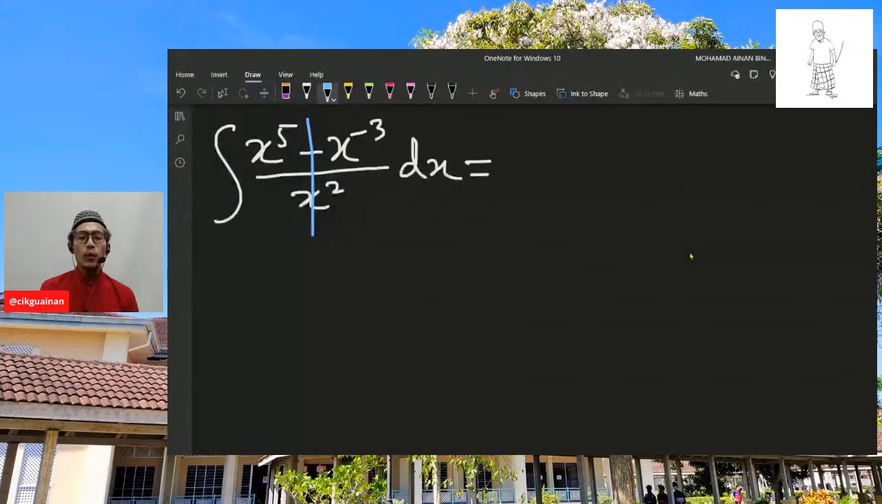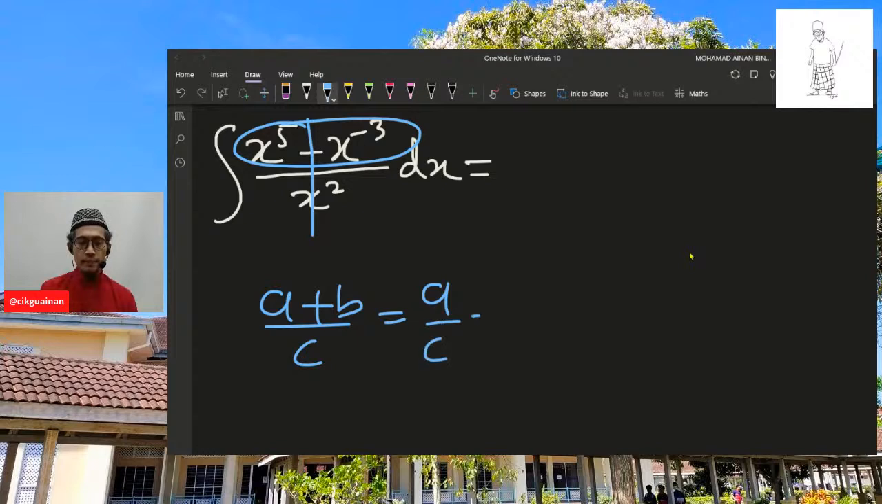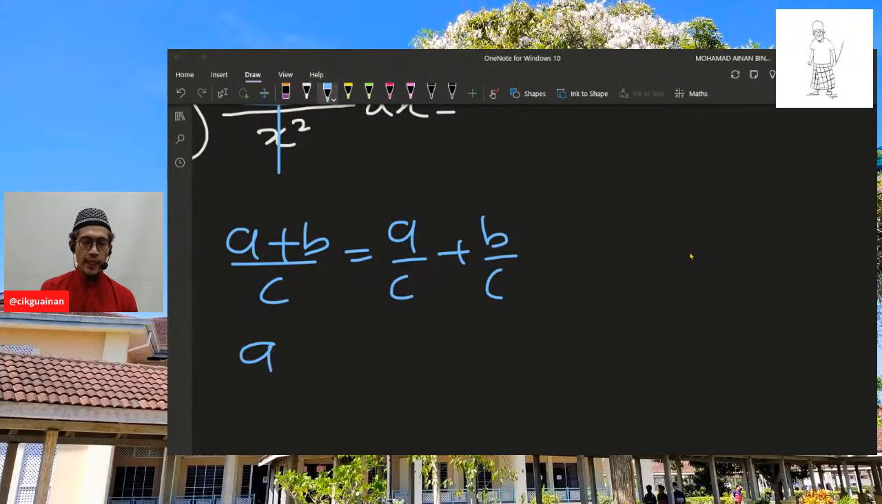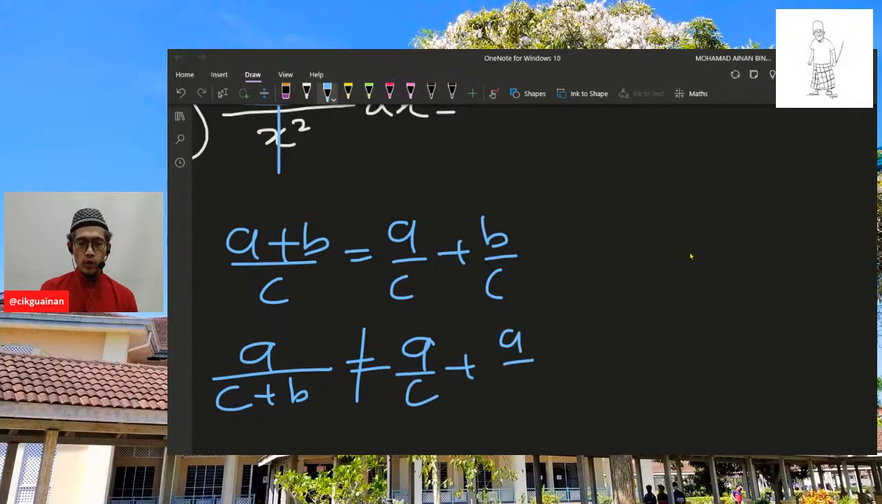Why? Because we have plus or minus on the numerator over here. Numerator, something on top. Like A plus B over C equals A over C plus B over C. If it's another way around, for example, A over C plus B is not, it's not. I raise my voice for you to remember. Is not equal to A over C plus A over B.